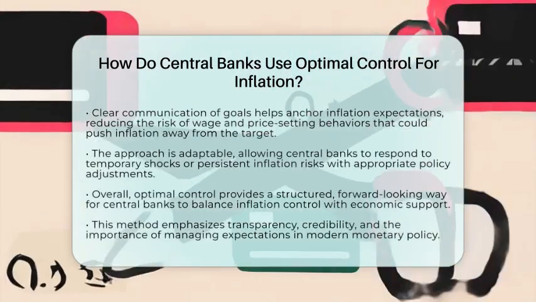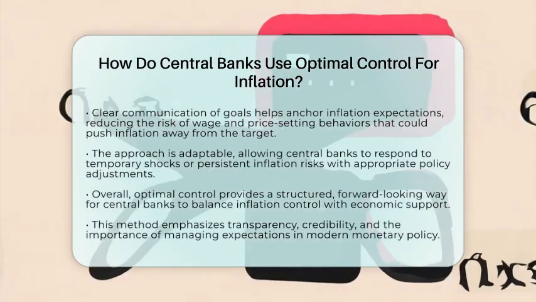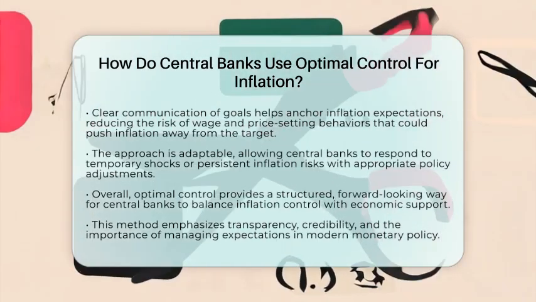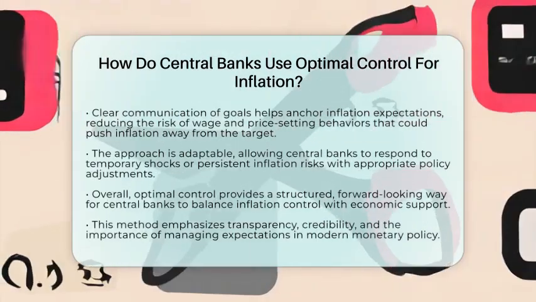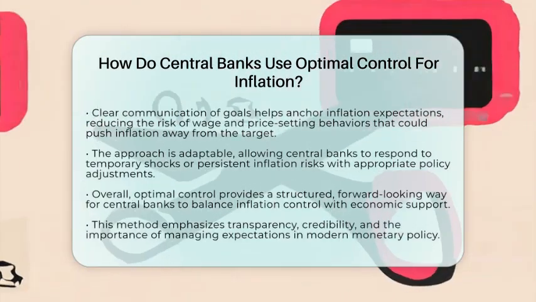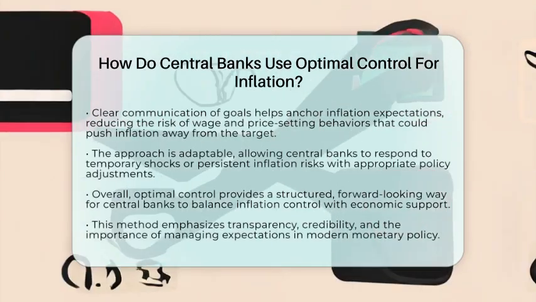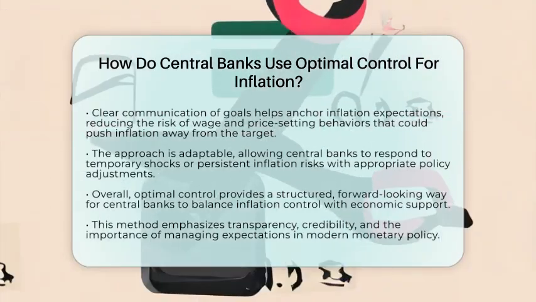Overall, optimal control gives central banks a structured way to plan their actions. It helps them balance the need for price stability with supporting economic activity by making informed, forward-looking decisions based on models and forecasts. This method is key to modern monetary policy, emphasizing transparency, credibility, and the importance of expectations in controlling inflation.